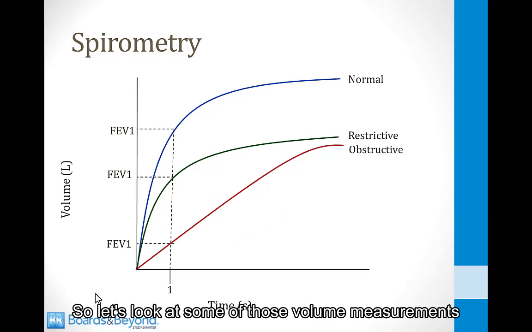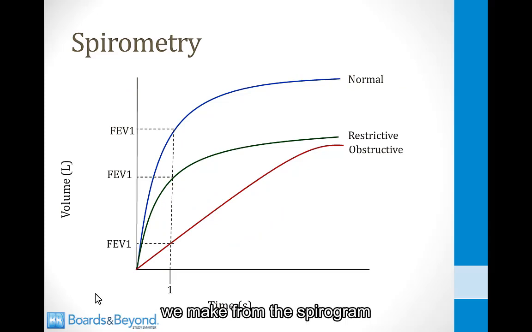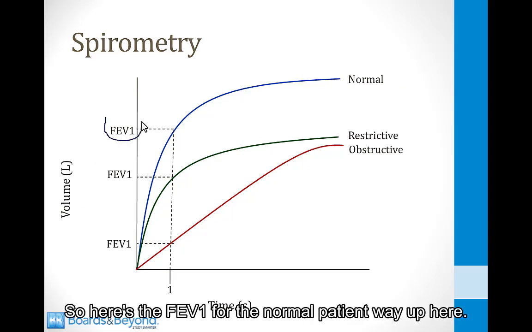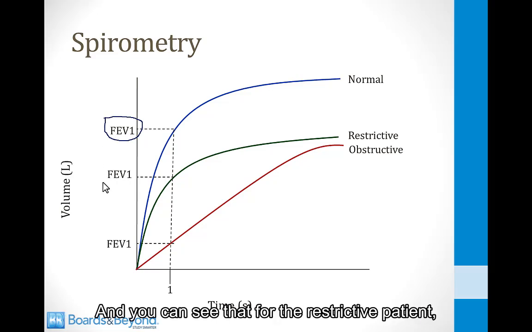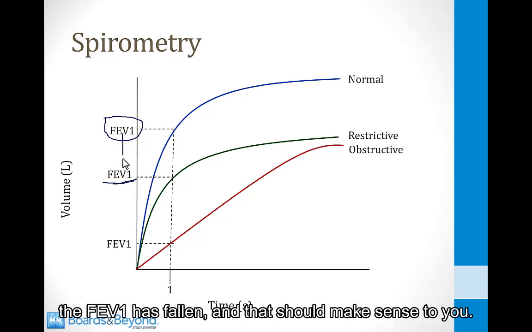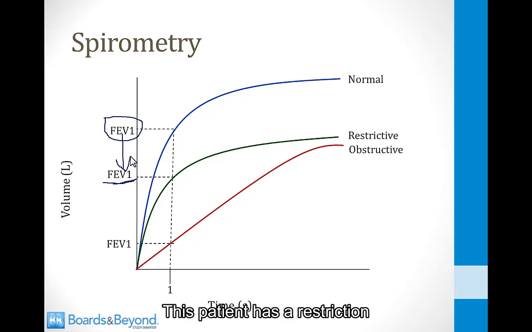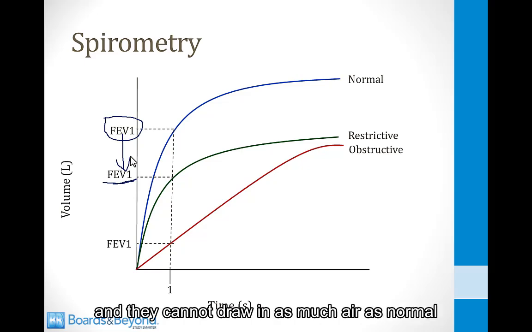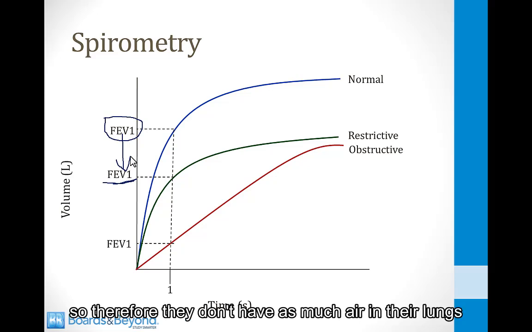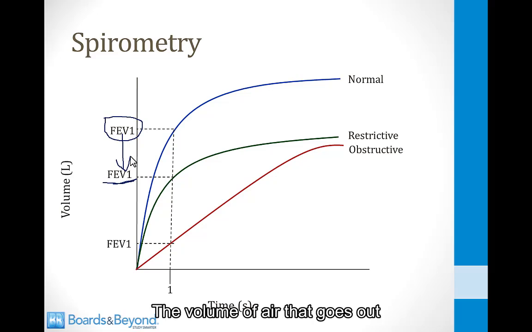So let's look at some of those volume measurements we make from the spirogram and see how they change in restrictive and obstructive disease. So here's the FEV1 for the normal patient way up here. And you can see that for the restrictive patient, the FEV1 has fallen. And that should make sense to you. This patient has a restriction and they cannot draw in as much air as normal, so therefore they don't have as much air in their lungs to push out. The volume of air that goes out in the first second is lower.